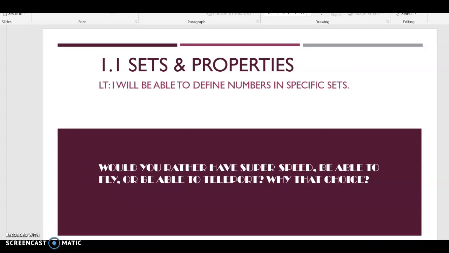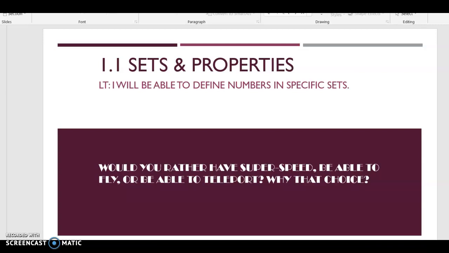I always start my class with a joke or a riddle or some type of question. And this one is, would you rather have super speed, be able to fly, be able to teleport? Why that choice? The whole point is to get them thinking, to get them talking, and to get them into class and into a right mindset.